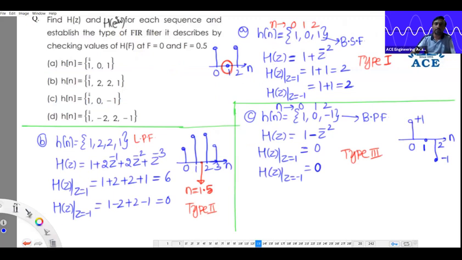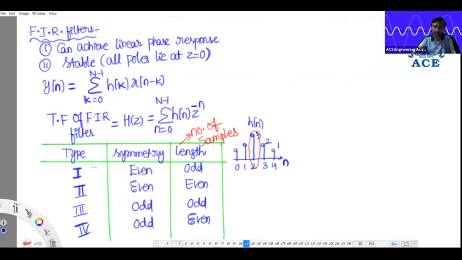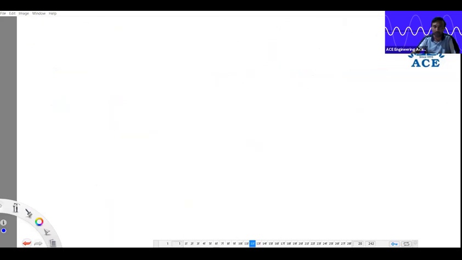This question can be given. Why? Four options are available. The following impulse response or transfer function corresponds to which type? To answer this question, you can do this. Filter nature: you must be thorough with this table. Correct or not? That is important.